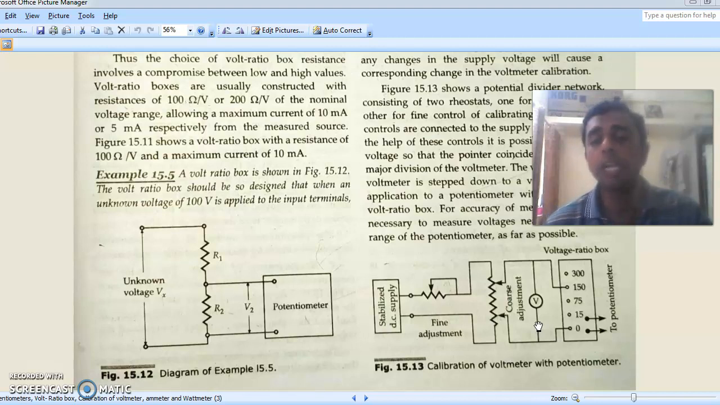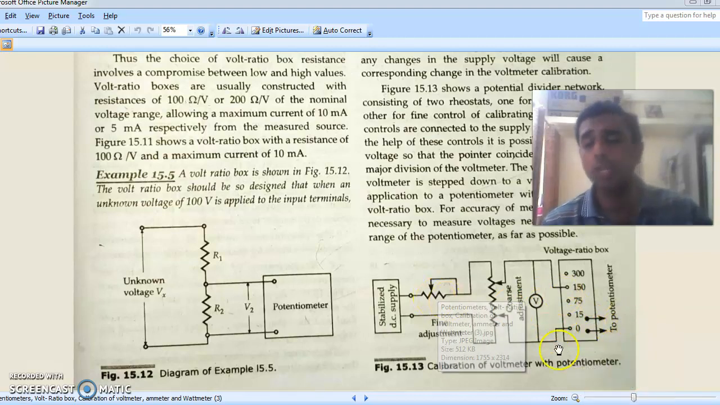So this calibration, reading the graph, will help in making proper adjustments in the reading of the voltmeter, so that we are very close to the true value. So this is how we calibrate, this is how we compare the reading of the voltmeter with the potentiometer. This is a very simple circuit.